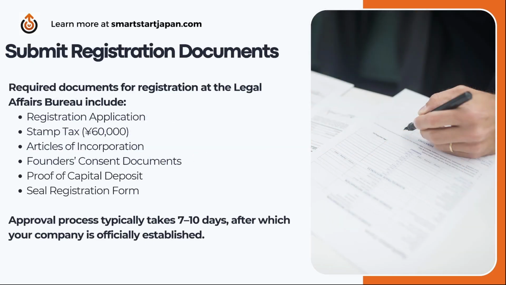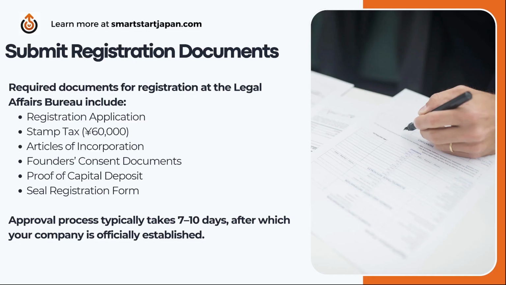After depositing your initial capital, the final step in setting up your GK is submitting the required registration documents to the Legal Affairs Bureau. Here's what you will need to prepare. You will need the registration application, the official form to apply for your company's registration. You will need the stamp tax, a fee of 60,000 yen, which must be paid for the registration process. You'll need your articles of incorporation, which contains your company's information and rules.